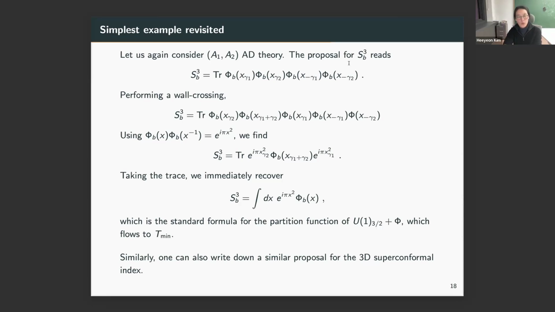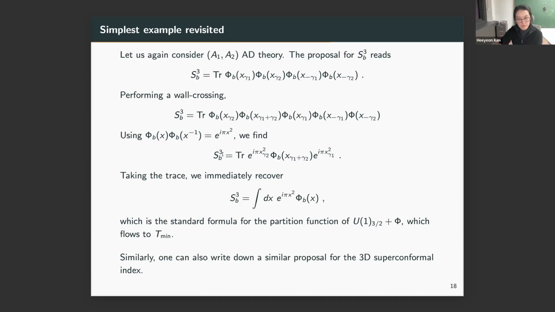So we can again consider the simplest Argyres-Douglas theory, A1, A2. And our proposal for the three-sphere partition function can be written in this simple way. And you can perform a simple wall-crossing movement for these two phis to produce the product of three phis. And you can use another nice identity of the Faddeev logarithm that annihilates these two, and these two, to arrive at this expression.